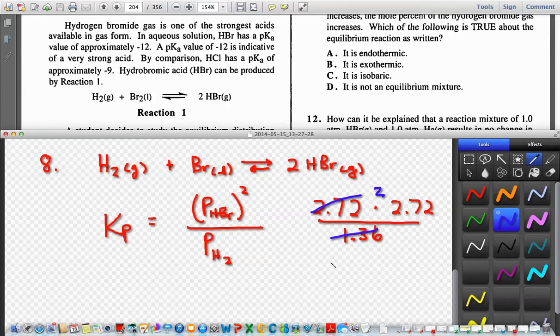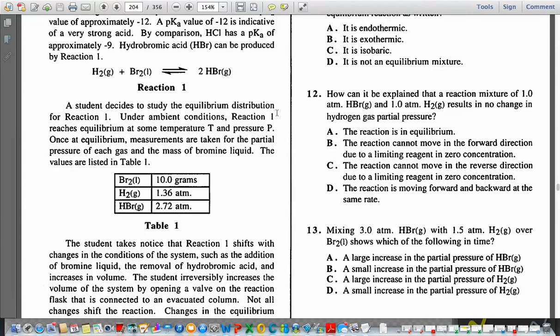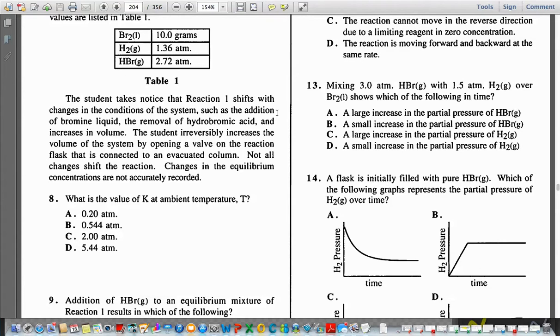And so that's going to be 5.44, which equals Kp. They're always trying to mess with your head mathematically. You have to beat them at their own game. Yeah, so I'd go D on that one.